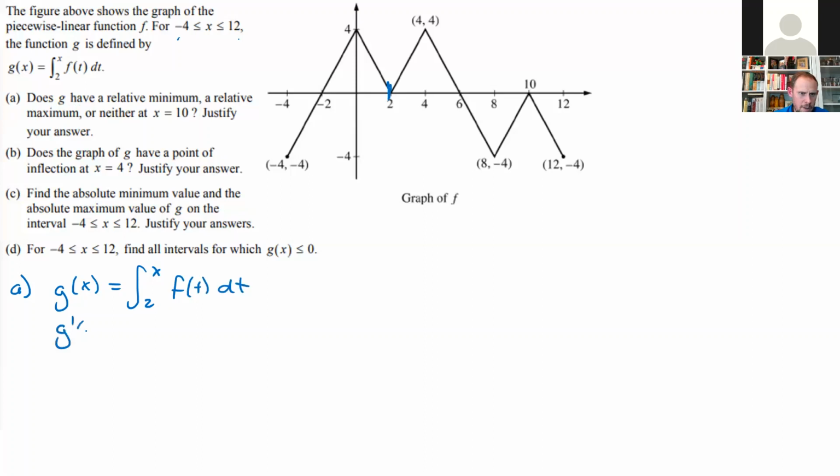So g prime is, if we take the derivative of the integral, we just end up plugging the x back in. If this was x squared, then we'd be plugging in x squared times 2x, doing a chain rule. But since it's just x, we just get f of x. Now we're trying to find mins and maxes, so we set it equal to 0. It's 0 there, there, there, and there. So we get x equals -2, 2, 6, and 10. Those are our critical points.